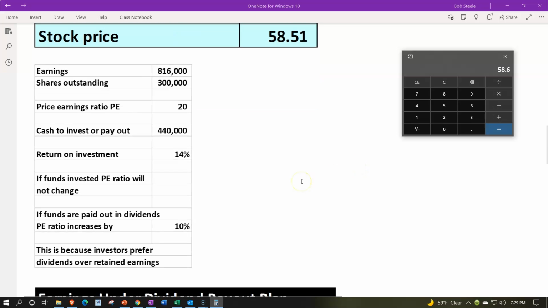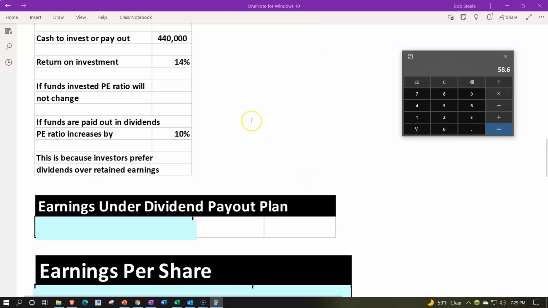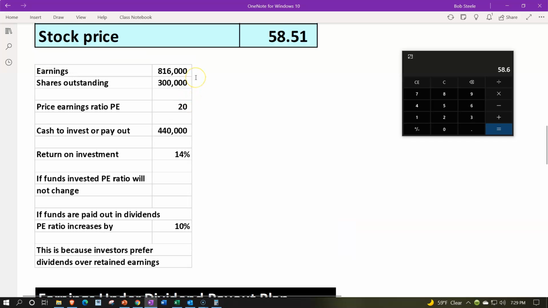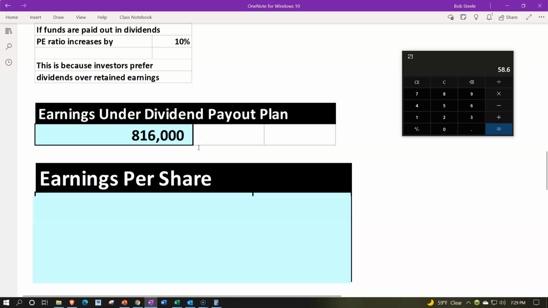Now let's say, well, what would happen to the price if we took that 440,000 and gave it out in the form of dividends? Well, then the earnings under that plan would be the same. We don't get any more earnings because we gave the money away instead of reinvesting it, where we would have got that 14% gain on it. So we don't have as much of the earnings. But we also know that the owners of the company, the shareholders, like us giving them money in the form of dividends, and that means that they're going to change the PE ratio, we are assuming, given that they're interested in those dividends.